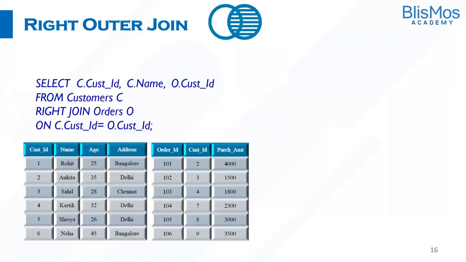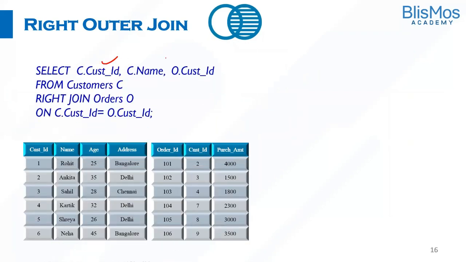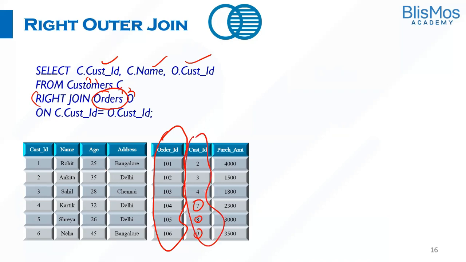The syntax is like this: select customer ID, customer name, order customer ID from customers. This is table 1, right join. This is the key and orders is the right table here. So all the records from the right would be there, only the matching records from the left. So let us see which are matching: 2 is matching, it will be there, 3 is matching, it is there, 4 is there, but 7, 8, 9 are not matching. It will be there as a part of the result, but we will introduce the null values in the results.